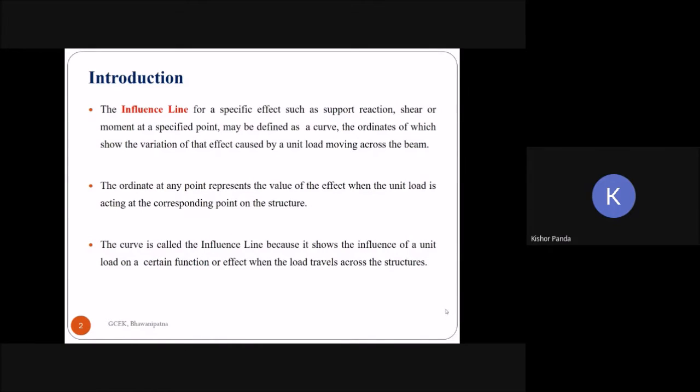The influence line for a specific effect such as support reaction, shear or moment at a specified point may be defined as a curve, the ordinates of which show the variation of that effect caused by a unit load moving across the beam. The ordinate at any point represents the value of the effect when the unit load is acting at the corresponding point on the structure. The curve is called the influence line because it shows the influence of a unit load on a certain function or effect when the load travels across the structures.